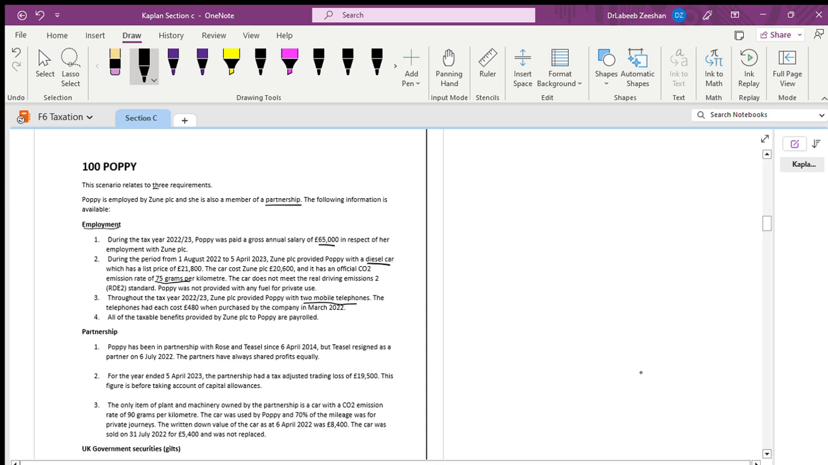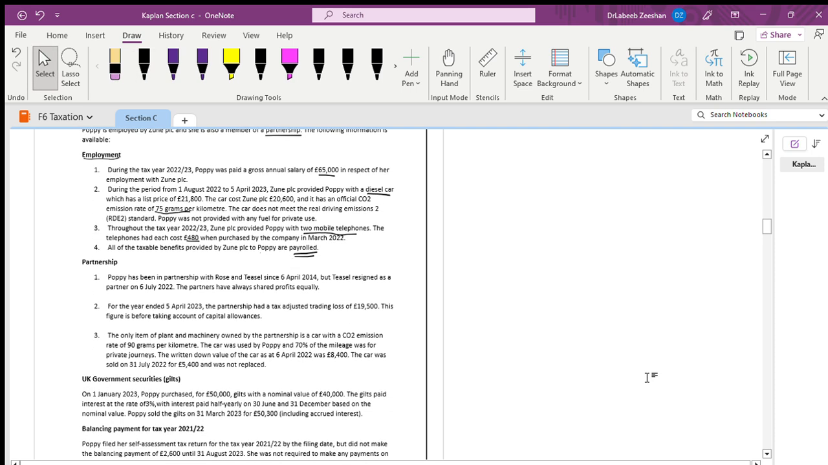Throughout the tax year, they provided 2 mobile phones, each costing 480. Only one can have the tax benefit. We cannot have 2 phones to get the tax benefit. All the taxable benefits provided by June PLC are to be payrolled, meaning all of it is going to be added to the salary component.